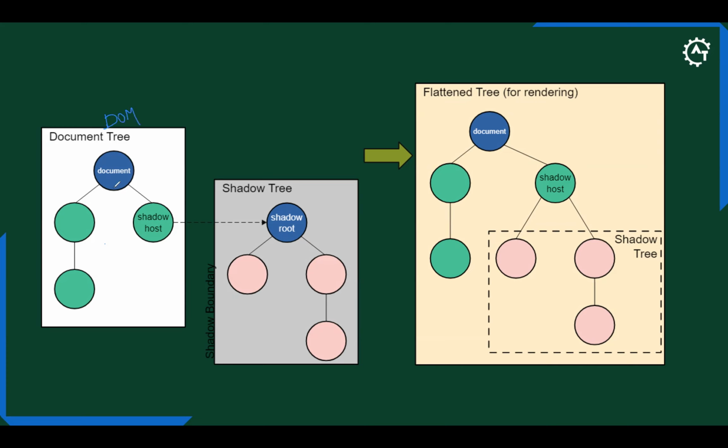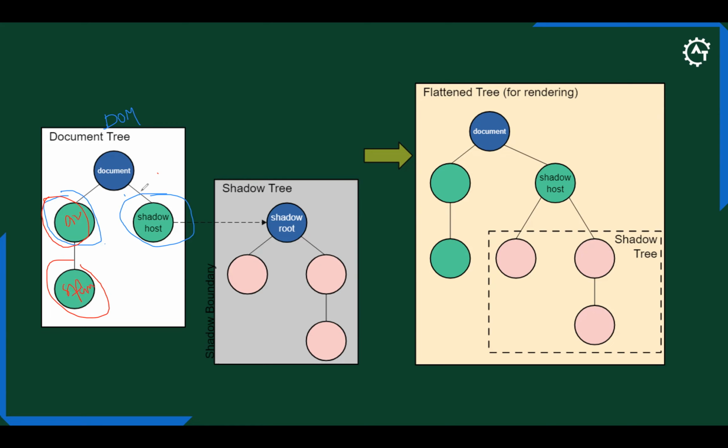Okay, document object model. Inside this you have a normal tree and shadow host. The normal tree has normal elements. If it is a div, this might be another div or span tag, whatever it is.